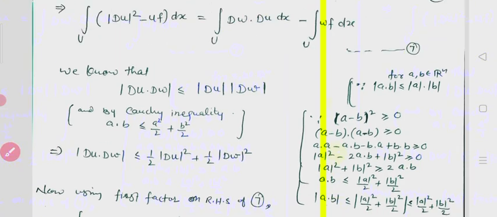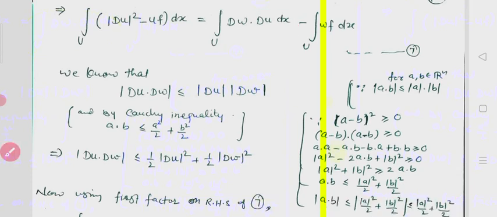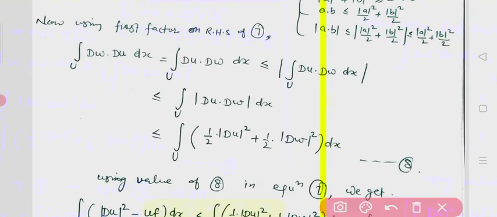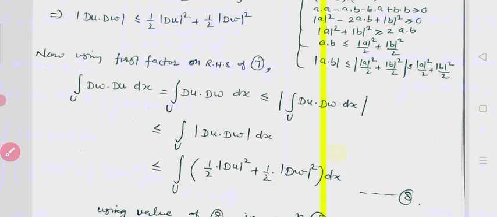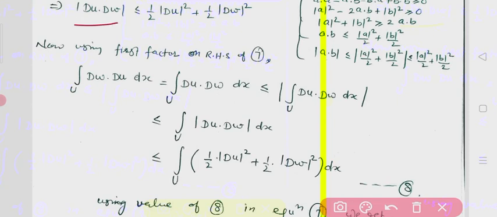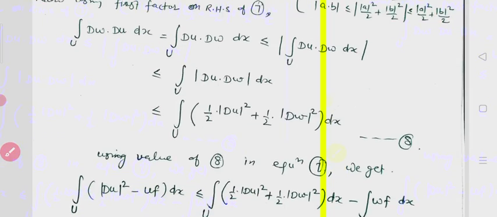Now if we are talking about this term, you don't have the mod over here. So if I say that the integral over Ω of ∇w dot ∇u will always be less than or equal to its mod value. So ∇w dot ∇u, which we wrote as ∇u dot ∇w, that value is less than or equal to its mod value. And you know that mod of the integral is less than or equal to the integral of the mod, so I will take it is less than or equal to this one. And above we have shown that mod of ∇u dot ∇w is less than or equal to mod of ∇u square by 2 plus mod of ∇w square by 2. So this value is further less than or equal to mod of ∇u square by 2 plus mod of ∇w square by 2, right? So I am taking the mod in this value.